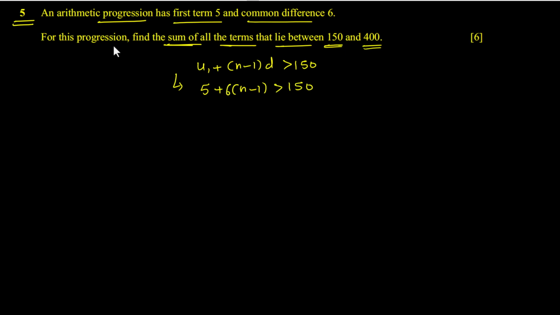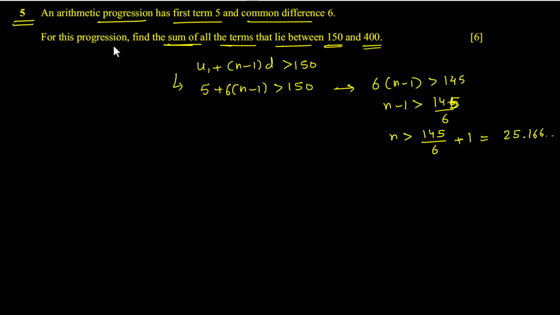If we simplify this inequality, this is going to be 6 times n minus 1 more than 145, if we send this 5 to the other side. From here we can get n minus 1 more than 145 over 6, or we can say n should be greater than 145 over 6 plus 1. This value is 25.166 and so on. So we need the value of n which is more than that, so obviously it is going to be n equals 26. So this is the first term.